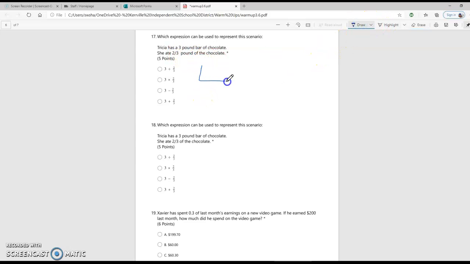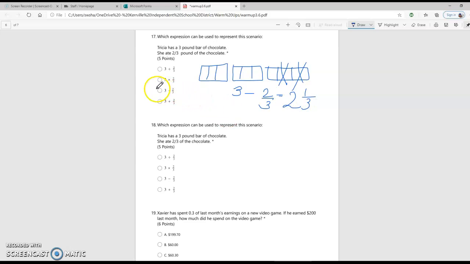Okay, so she's got 3 pounds of chocolate. 1, 2, 3 pounds. And then she ate 2/3 pounds. Right? When you ate it, you don't have it anymore. So you're subtracting 3, take away 2/3, and you can see it's equal to, you have 2 left, 2 and 1/3. Okay, so this is the answer for that one.